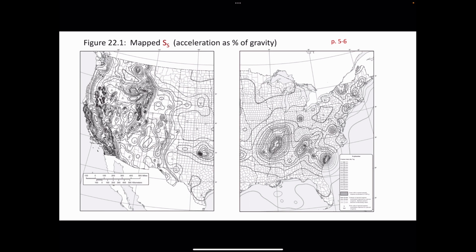So we used to, back in the day, actually use these maps to obtain these values. So you can imagine how accurate that was, because if you're looking at these numbers, especially in a place like California where there are just some closely spaced contours, it can be really hard to pinpoint what your actual value is.